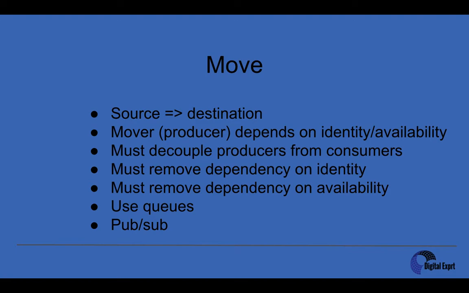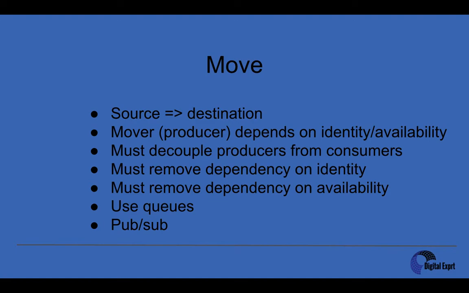The move aspect of the value flow through the system is, of course, we have a source and we have a destination. The producer, the mover. Now we know that it depends on identity and availability. So we must decouple movers, producers from consumers. The dependency on identity is undesirable, must be removed. Also, the dependency on availability is not desirable, so it must be removed. How do we do that? How do we decouple producers from consumers?